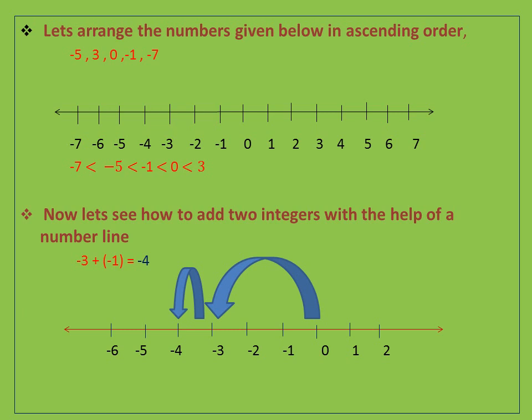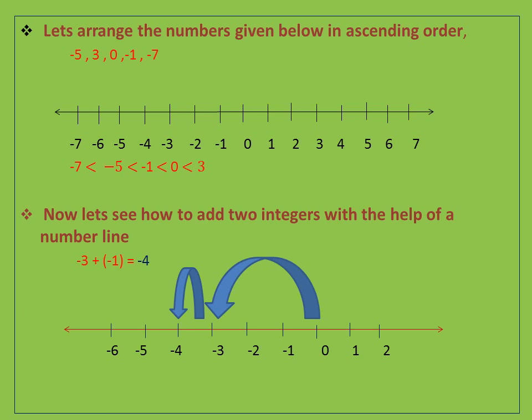On that basis, let's arrange these numbers given here in ascending order, that is in increasing order. Now as you can see, minus 7 is comparatively at the extreme left side of 0, so it will be the smallest number. Then in that order comes minus 5, then minus 1, then 0, and then 3. That means 3 is the greatest of all.